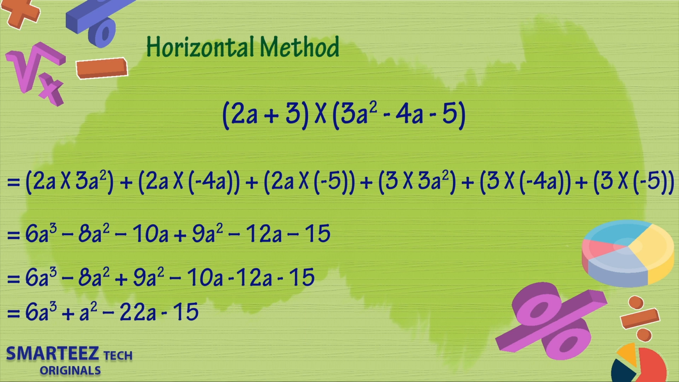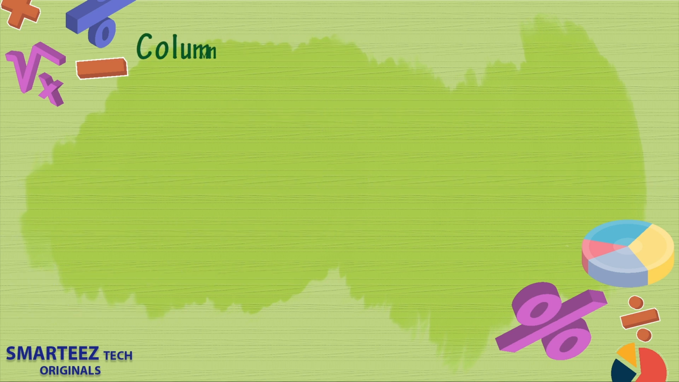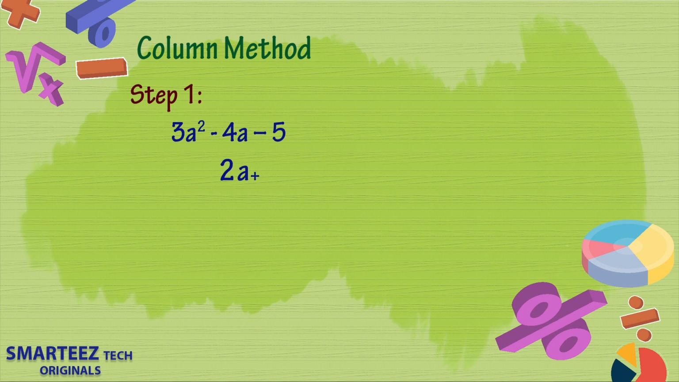There is a second method of multiplying these two polynomials called the column method. Column method. Let's look at this with a step-by-step approach. Step 1. Here we write the trinomial at the top, and in the next row we write the binomial and put a line below it. 3a squared minus 4a minus 5, 2a plus 3 on the second line.